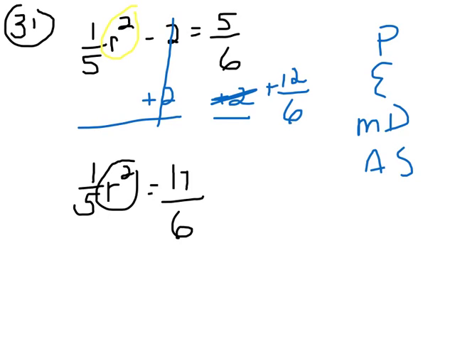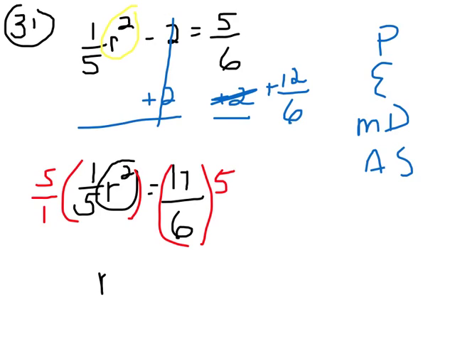Yeah, multiply by the reciprocal. Remember that from long ago? You can get rid of a fraction. Instead of dividing by 1/5, we can multiply by the reciprocal. Okay, so that gives me r squared is, yeah, 85 over 6. That's a lovely number.